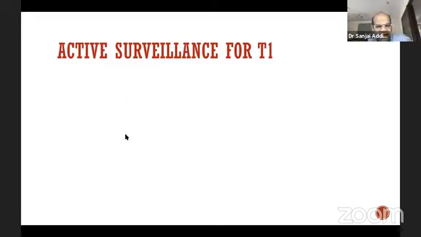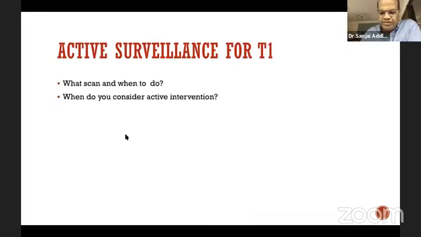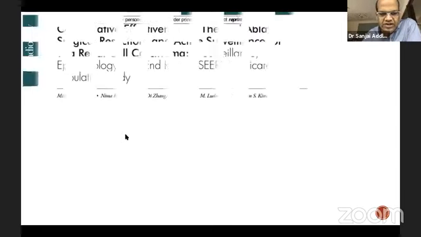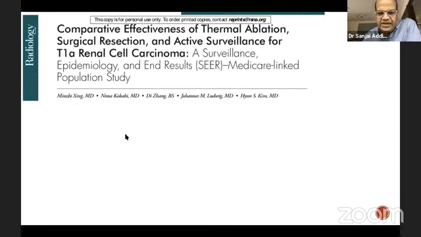So let's look at active surveillance for T1 patients. These would be the questions: what scans to do, when do you consider active intervention, as in when do you consider it as progression, what is the rate of growth of this? Do they develop metastasis? Do they die of the cancer? And we always say that, oh, the patient became mentally unstable, that's why we had to operate. So let's ask this question in properly counseled patients, what is their psychological status? I'll try to answer those questions by the end of this talk.